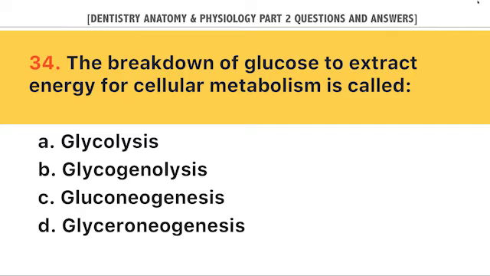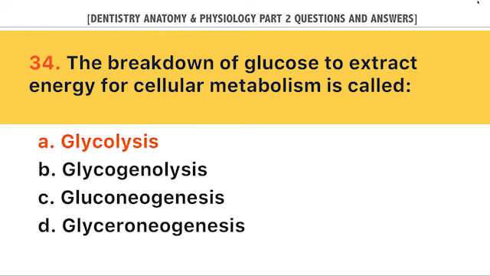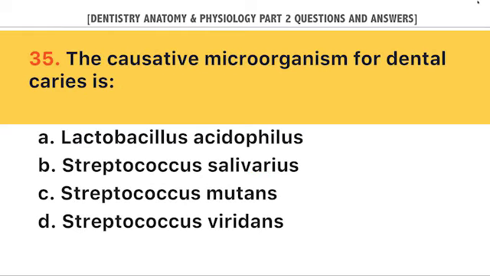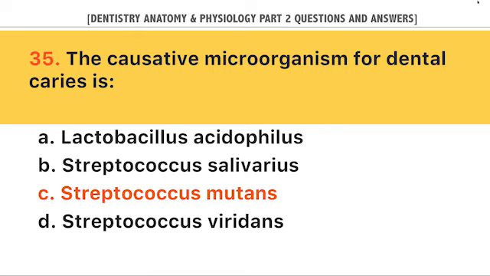The breakdown of glucose to extract energy for cellular metabolism is called A. Glycolysis, B. Glycogenolysis, C. Gluconeogenesis, D. Glyceroneogenesis. Answer A. Glycolysis. The causative microorganism for dental caries is A. Lactobacillus acidophilus, B. Streptococcus salivarius, C. Streptococcus mutans, D. Streptococcus viridans. Answer C. Streptococcus mutans.